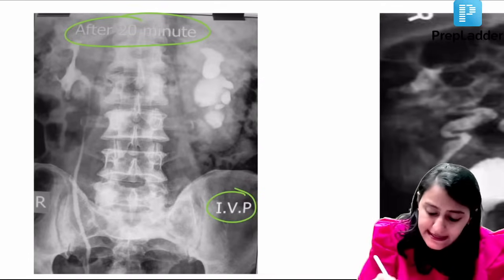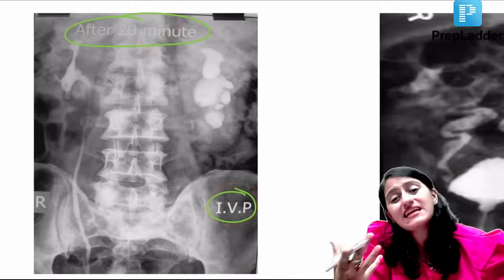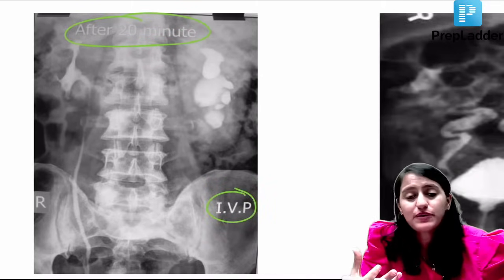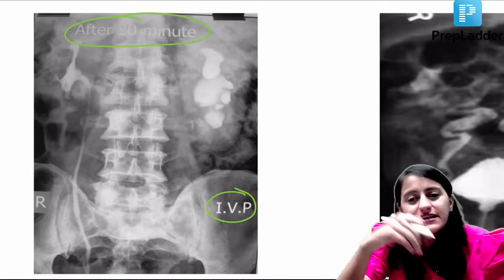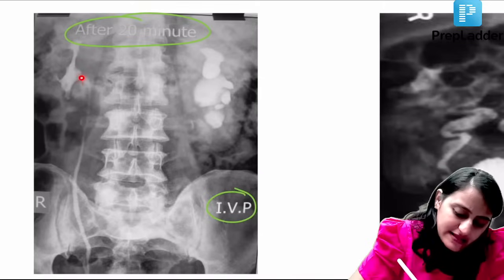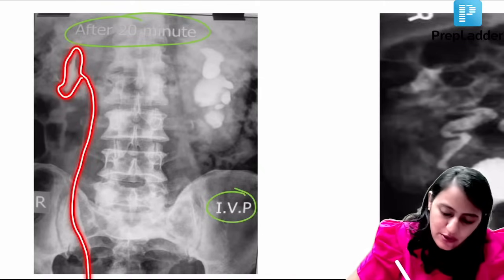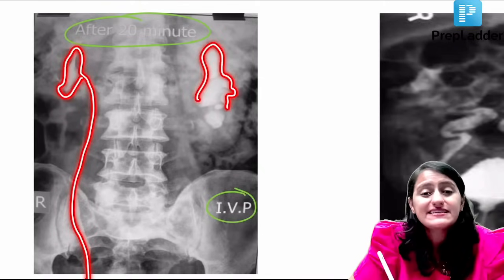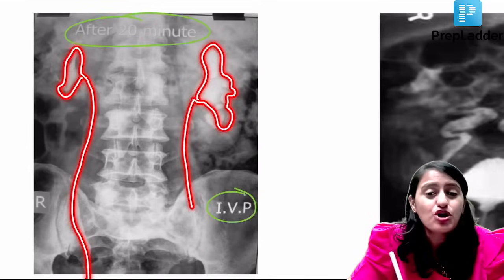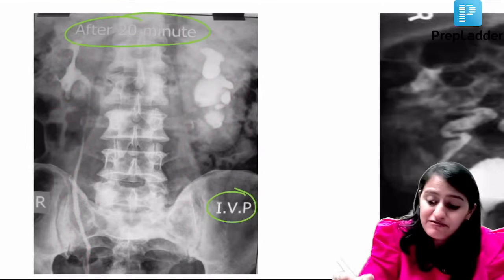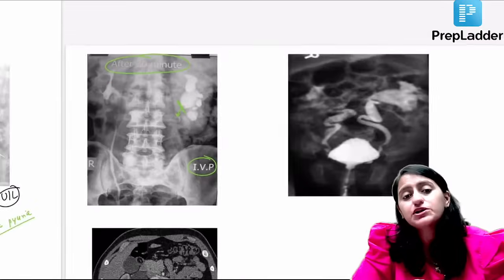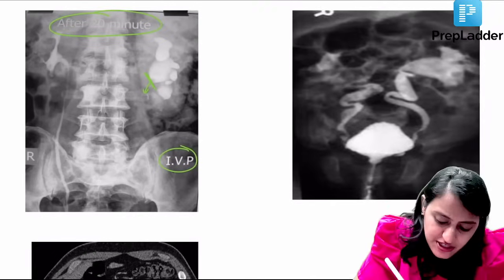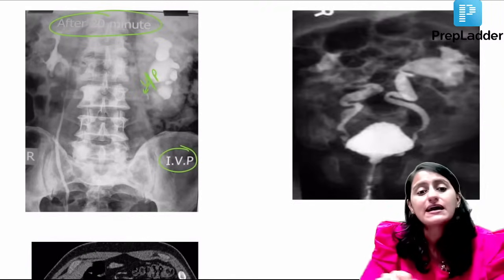Very good, right? So IVP, when we take a delayed image after 20 minutes, we are trying to see whether there is any excretion happening. Look at the right side, the kidney and the ureter are well seen. The left side kidney is hydronephrotic and you are not seeing the ureter even after 20 minutes. The contrast is not able to go into the ureter. So there is an obstruction here at the level of the pelvis and the ureter.